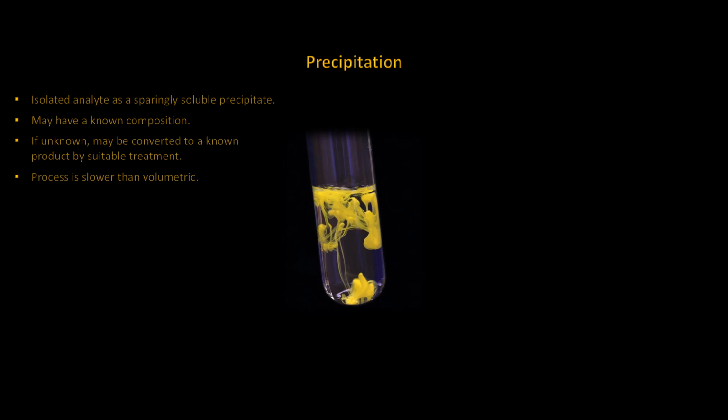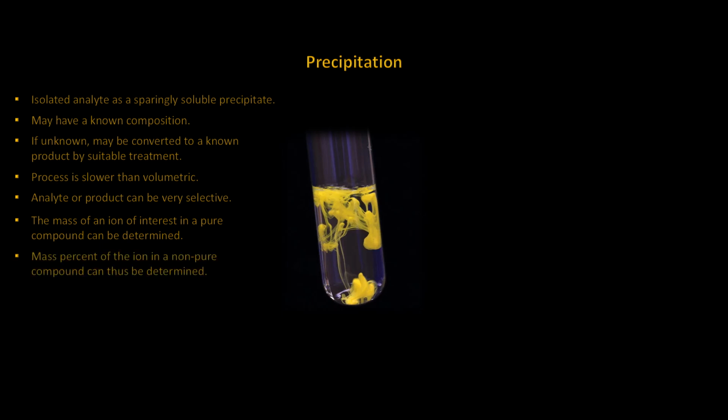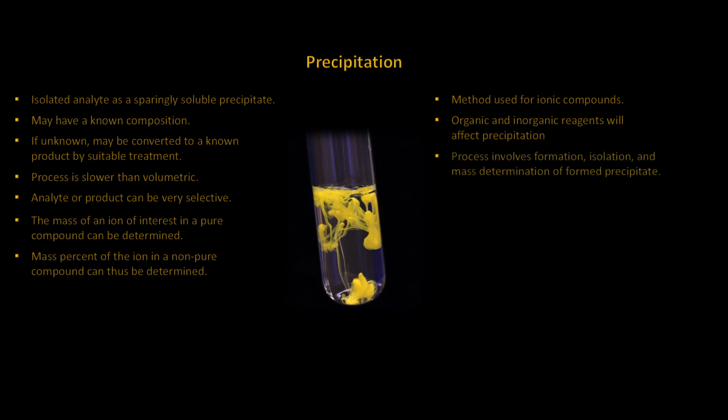On the other hand, this method can be very selective in regards to the analyte or formed product, that is, your precipitate. In turn, the mass of an ion of interest in a pure compound can be determined, after which the mass percent of the ion in a non-pure compound can be determined. This method is primarily used for the determination of ionic compounds, that is, metallic compounds. The choice of an organic or inorganic reagent used for the precipitative reaction will affect precipitation. The process will involve the formation, isolation, and the mass determination of your precipitate.